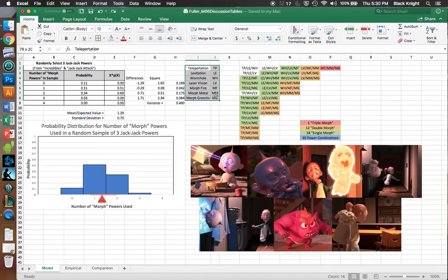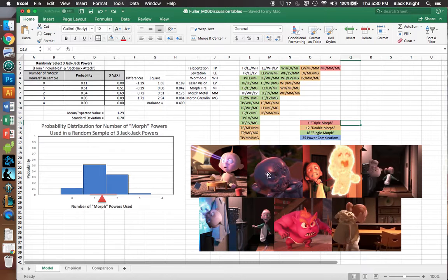So I assigned each of the powers a designator. Teleportation was TP, levitation LE, wormhole WH, laser vision LV, and then morph fire, morph metal, and morph gremlin were MF, MM, and MG respectively. Also, I put some visuals in here because it helped me remember what they all stood for and thought it'd add some fun to the presentation. So I made this little chart over here just for my own reference.